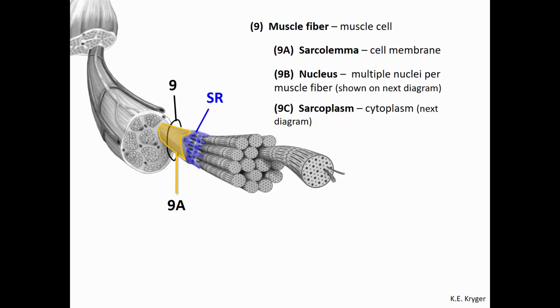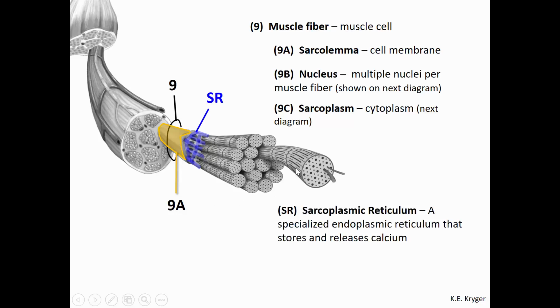Then we have something I just want you to label as SR. SR is called the sarcoplasmic reticulum. With the sarcoplasmic reticulum, number 1, it's in the sarcoplasm, and a reticulum is just a network. So this is a specialized endoplasmic reticulum that stores and releases calcium. Right? Stores and releases calcium. So again, it's just an organelle, right? A specialized endoplasmic reticulum that stores and releases calcium.